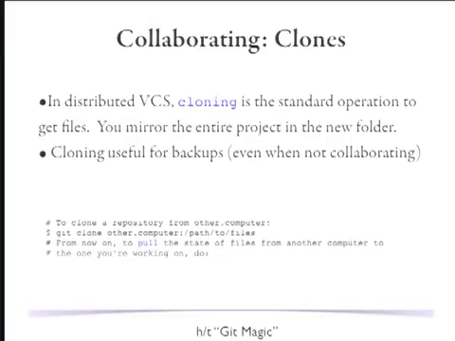So from the computer that you're working on now, you commit your changes, then do git pull from the other computer to the path to your current working version.